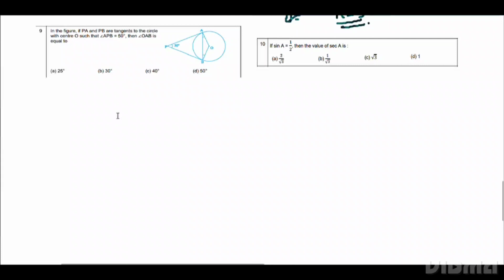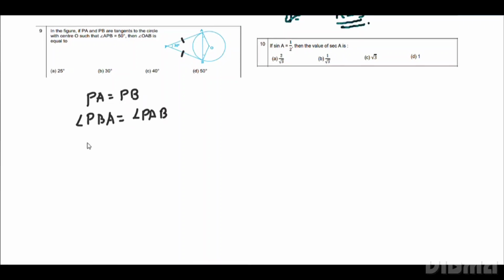Now coming back to the 9th question. They are telling that PA and PB are the tangents of a circle. Since the tangents are drawn from an external point P, can I say that PA will be equal to PB? So the tangents are equal from an external point. If two sides of a triangle are equal, then the opposite angles will also be equal. So angle PBA will be equal to angle PAB, because angles opposite to equal sides are equal. You know this. So these two are equal.